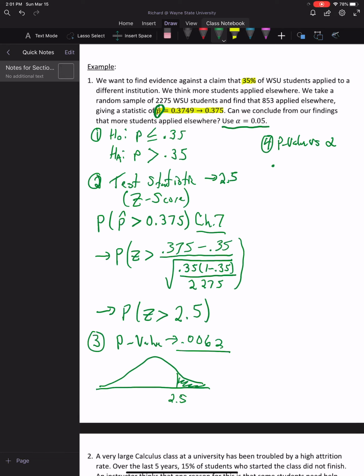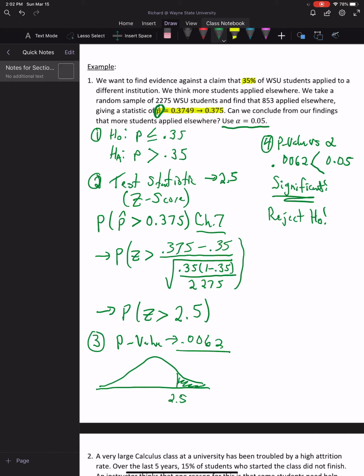Okay. Now, step 4 is we have to compare that p-value versus the level of alpha. The p-value here is 0.0062, and the level of alpha is 0.05. So which one is bigger? Well, it's very clear that the p-value is less than alpha, so alpha is obviously much bigger than 0.0062. So what we say is this is significant. We want to be less than alpha. That's good. So then the decision is going to be to reject the null.